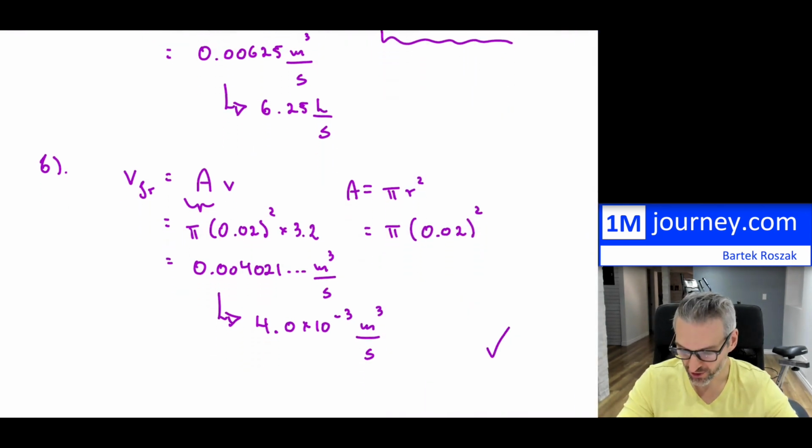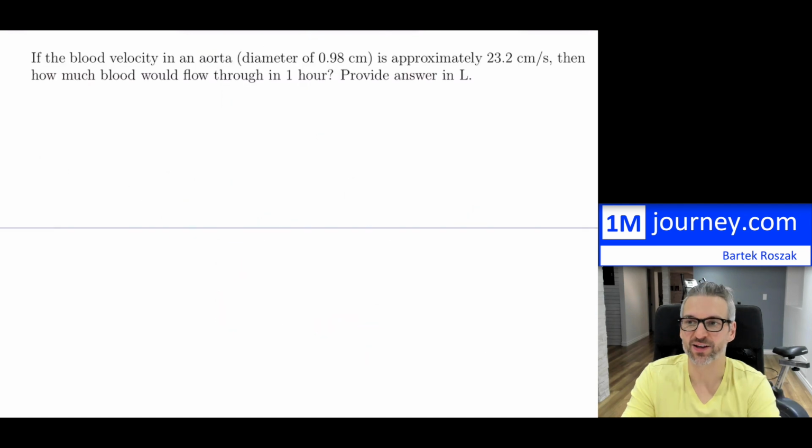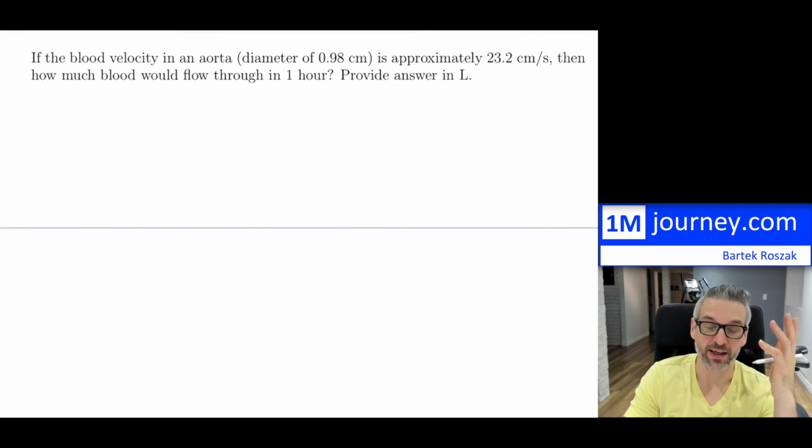Moving on, here's the next example. It says if the blood velocity in an aorta, diameter of 0.98 centimeters, so that's actually a small diameter, it probably would be a little bit bigger, but again, it depends on the individual, is approximately 23.2 centimeters per second, then how much blood would flow through in 1 hour? Provide the answer in liters.